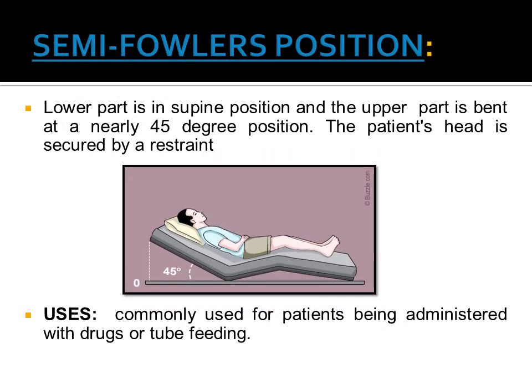Now, semi-Fowler's position. The lower part is in a supine position and the upper part is bent at nearly 45-degree position. The patient's head is secured by a restraint. Uses of semi-Fowler's position: commonly used for patients being administered with drugs or tube feedings.